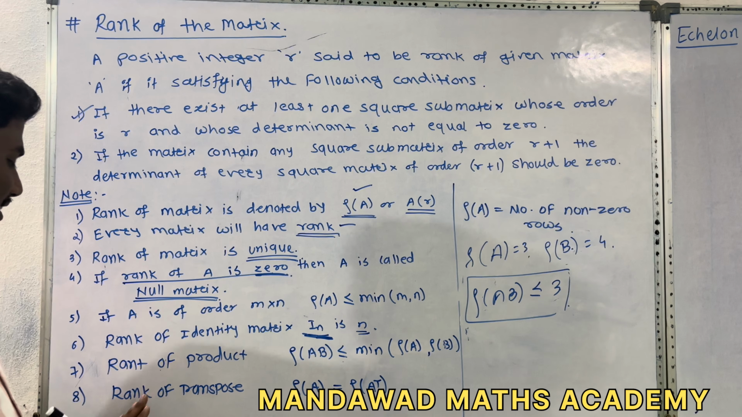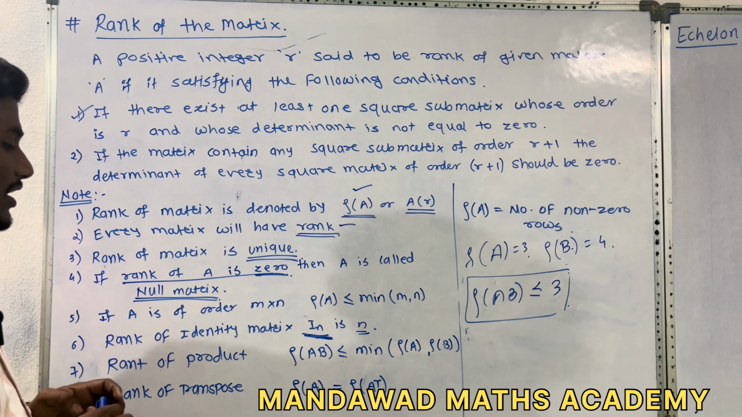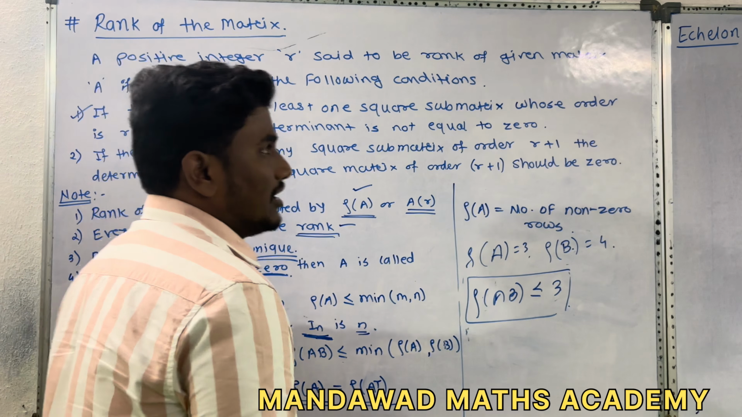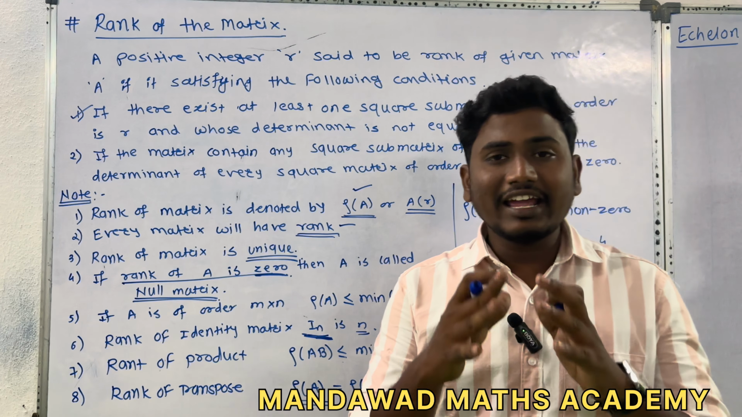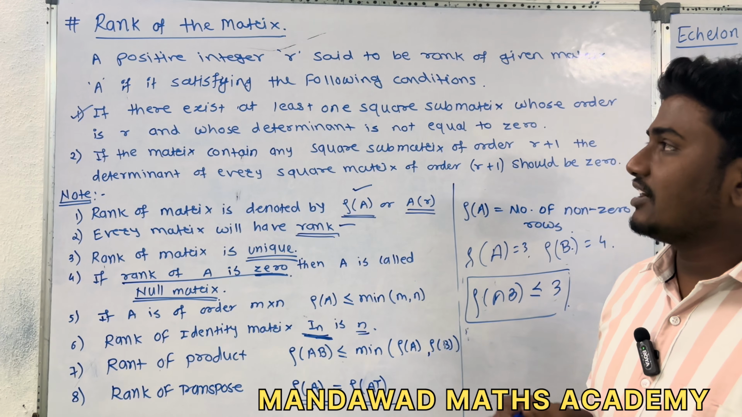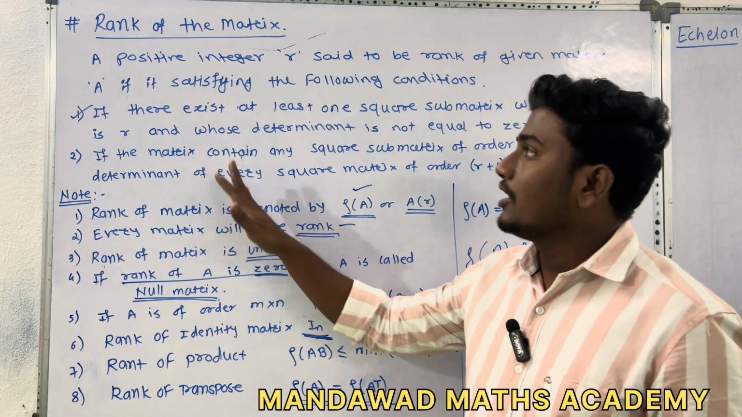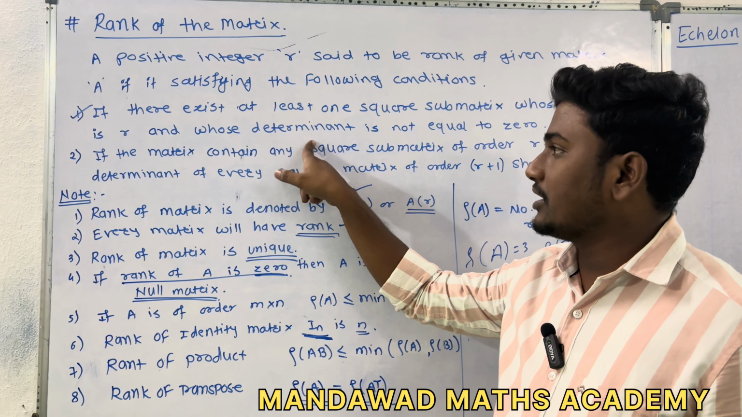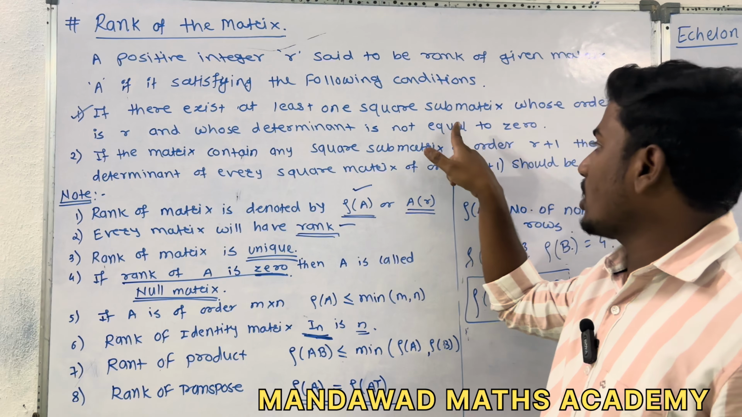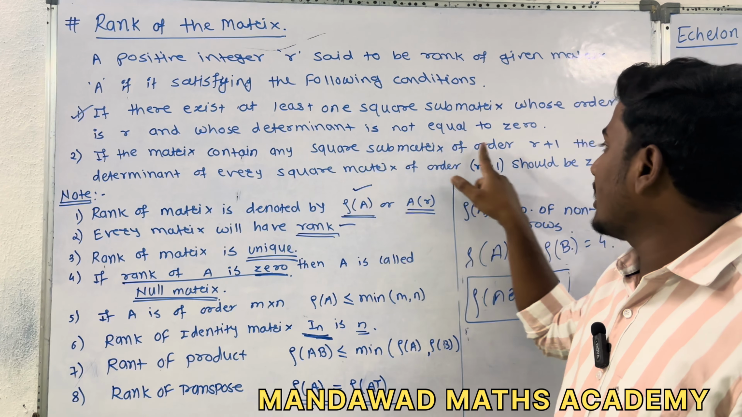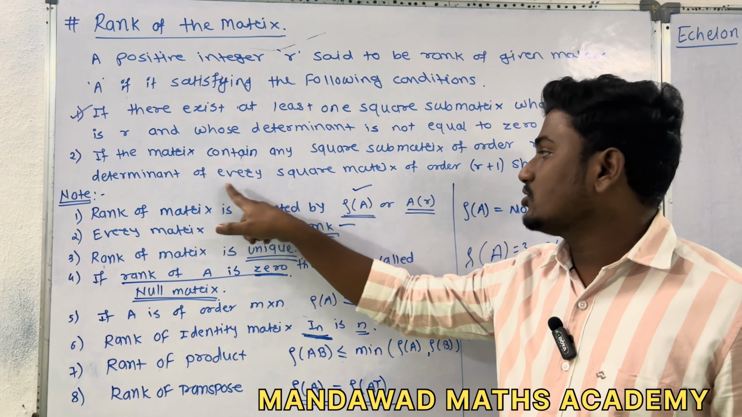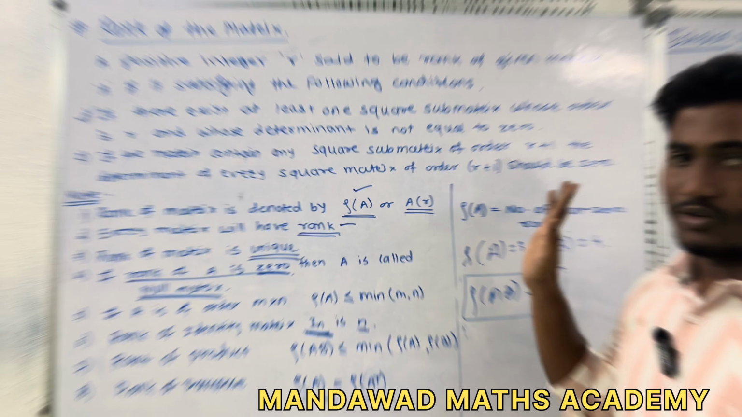Next, rank of the transpose of any matrix. Rank of A is always equal to rank of its transpose, meaning the rank of a given matrix and the rank of its transpose should be equal. Is it clear? This is one of the definitions of rank of a matrix. We can define it by using determinants. Let R be the rank of a matrix whose determinant is not equal to 0, but every submatrix of order R plus 1 has determinant equal to 0.